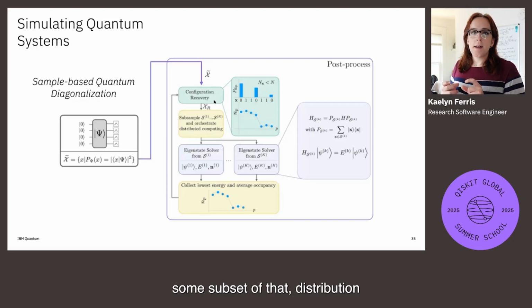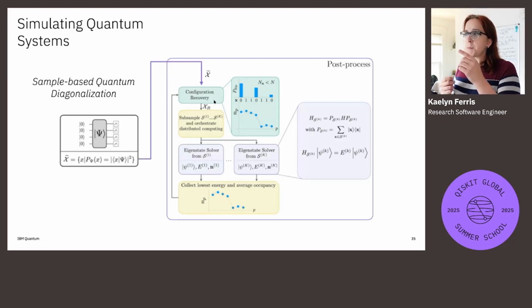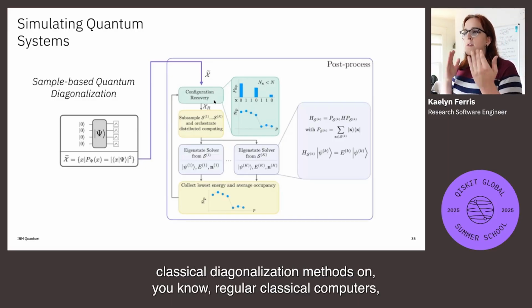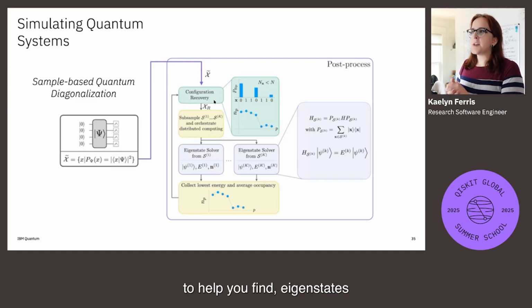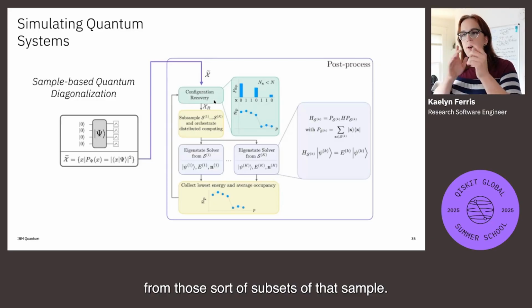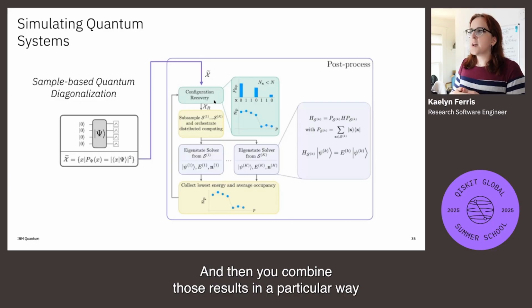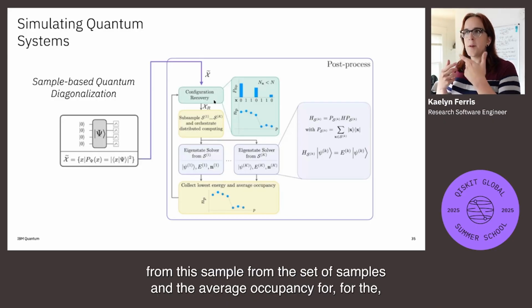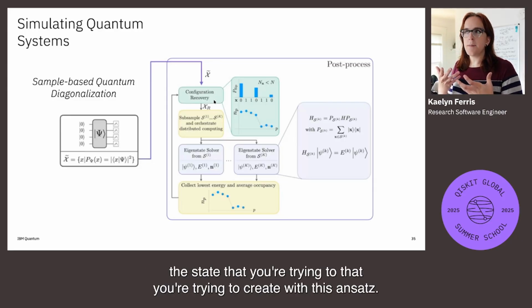some subset of that distribution, and either in serial or in parallel, you apply classical diagonalization methods on regular classical computers to help you find eigenstates from those subsets of that sample. And then you combine those results in a particular way and find the lowest energy that is available from this set of samples, and the average occupancy for the state that you're trying to create with this ansatz.